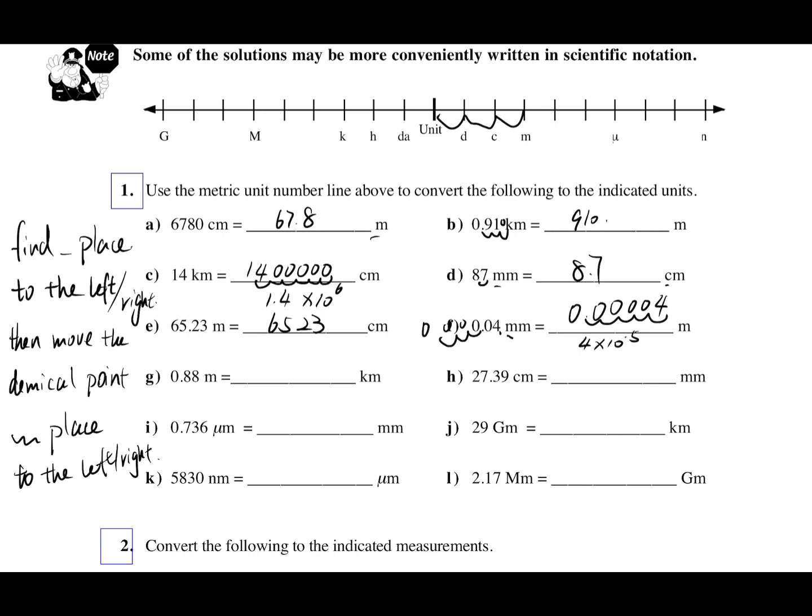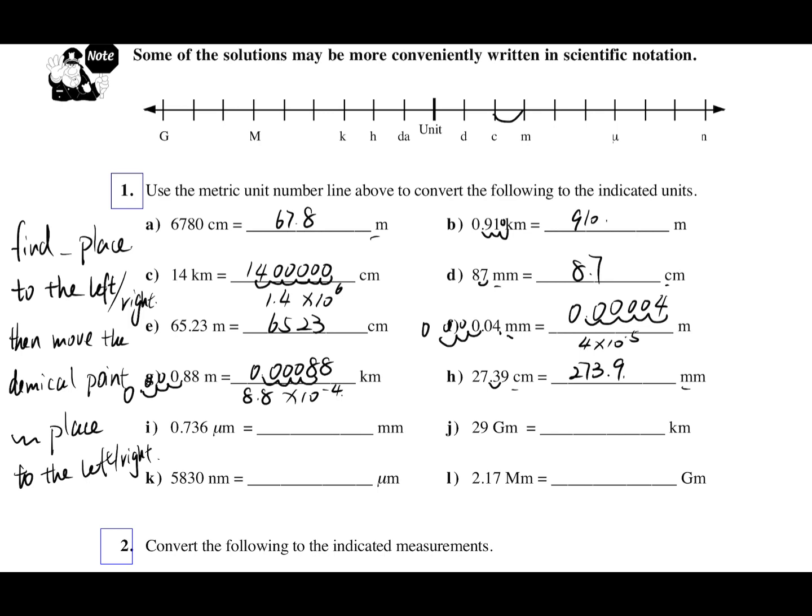Okay, g is unit to kilo, so it's 1, 2, 3 to the left, so this one is 0.00, and then if we write it in scientific notation, 1, 2, 3, 4, so 8.8 times 10 to the negative 4. And for h, it's centimeter to millimeter, 1 to the right, so 273.9.